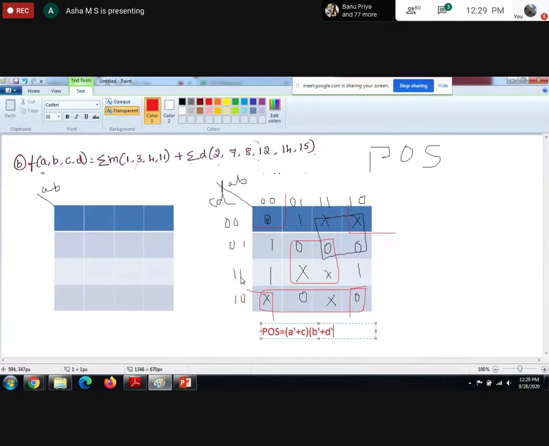So D bar, into, writing for the horizontal one. These 4 terms will get cancelled. Here I'm left with CD. C is 1, D is 0. So it is C bar plus D. So the last one, these last 4 corners. A will get cancelled. B is 0, write as it is. Here C will get cancelled, left with D. D is 0, so it is D itself.